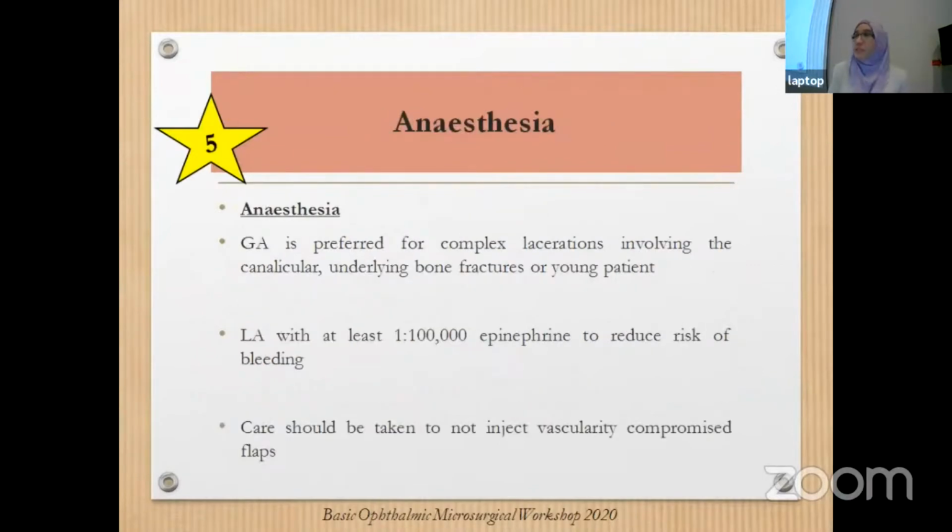The fifth one is the anesthesia, also very important. For complex laceration of the eyelid, general anesthesia is preferred, also when involving the canaliculi, because we need to manipulate. And we feel that local anesthesia is not enough for a patient with underlying bone fracture or a young patient who is not so cooperative. For local anesthesia, use at least 1 in 100,000 epinephrine to reduce the risk of bleeding, and care should be taken not to inject a vascularly compromised flap.